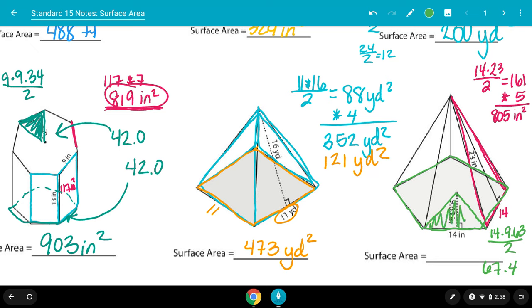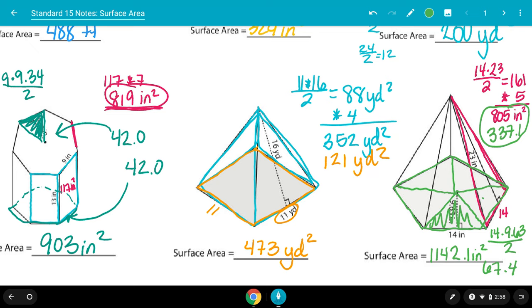But how many of those triangles are on that base? Well, we have this one, 1, 2, 3, 4, and 5. So we need to multiply that by 5. When I do that, I get 337.1 approximately. So the area of the base is 337.1, and then the area of all of the triangles put together is 805. I'm going to add that together, and I get 1,142.1 inches squared.